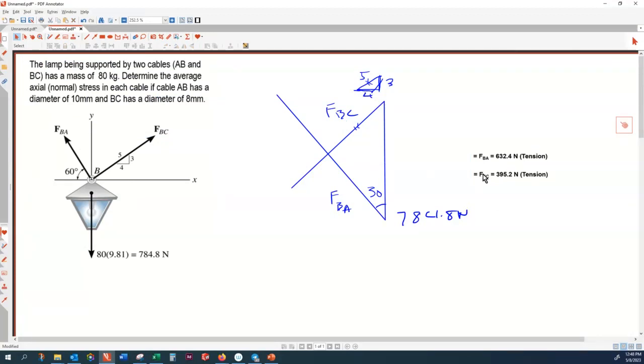And then the next step is to find the stresses in each cable. What type of stress is that? Every cable has a circular cross section. I know that the diameter of AB is 10 millimeter, and the diameter of BC is 8 millimeter. So that means even if I apply the same load to the cables, one of them is going to be weaker than the other because the diameter is smaller.